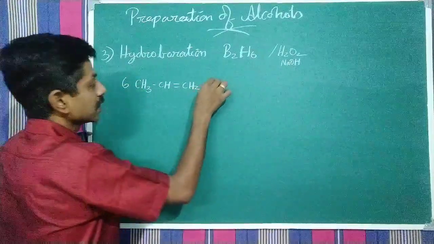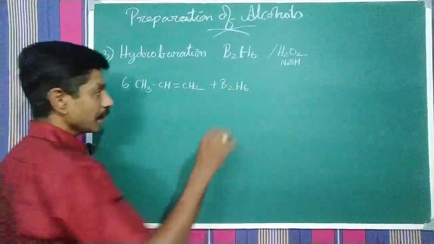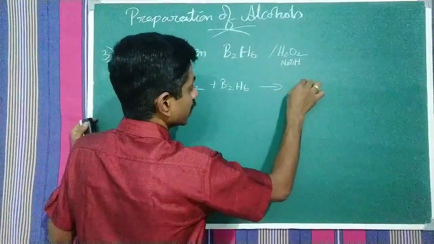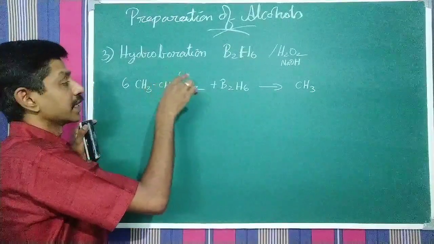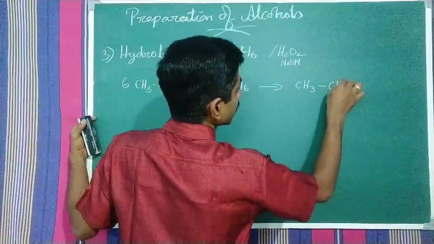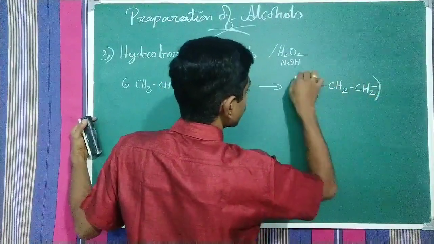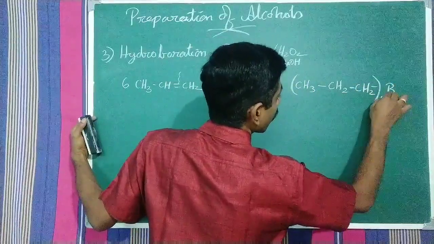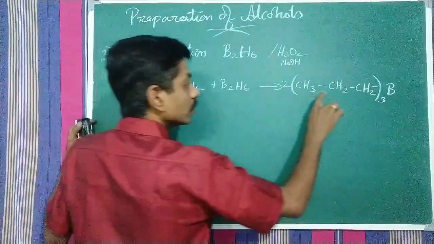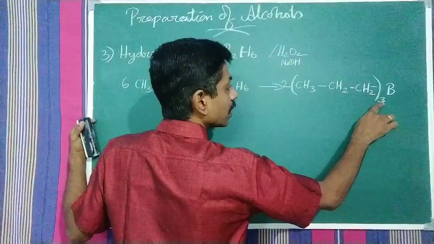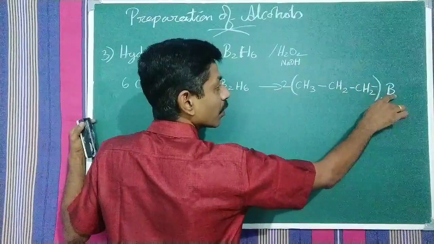We take it three times and treat it with B2H6, diborane. And the product will be CH3 — actually the bond breaks there, and one of the hydrogens will get added up here. CH3, CH2 and CH2, and this will be added with boron three times. So this is a propyl group, three times. So tripropyl borane will be the product.